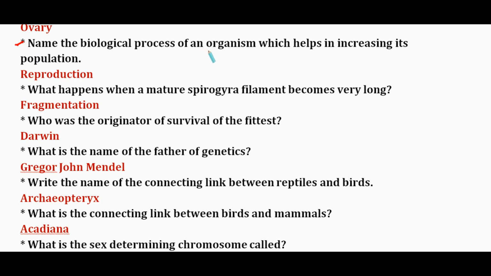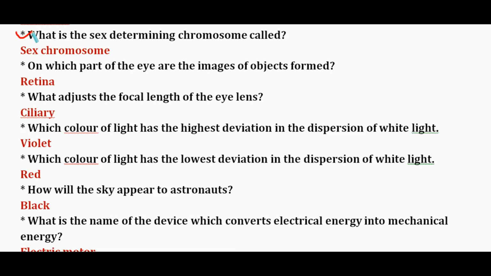Next question. Name the biological process of an organism which helps in increasing its population. This is known as reproduction. What happens when a mature Spirogyra filament becomes very long? It is fragmentation. Who was the originator of survival of the fittest? Darwin. What is the name of the father of genetics? Gregor John Mendel. Write the name of the connecting link between reptiles and birds. It is Archaeopteryx. What is the connecting link between birds and mammals? It is Echidna. Now, next question.